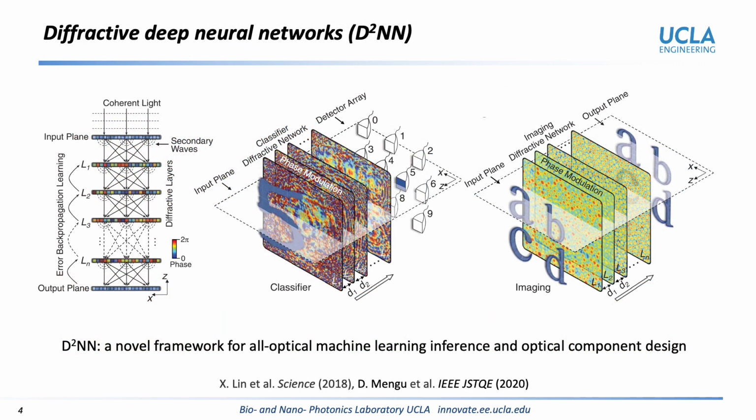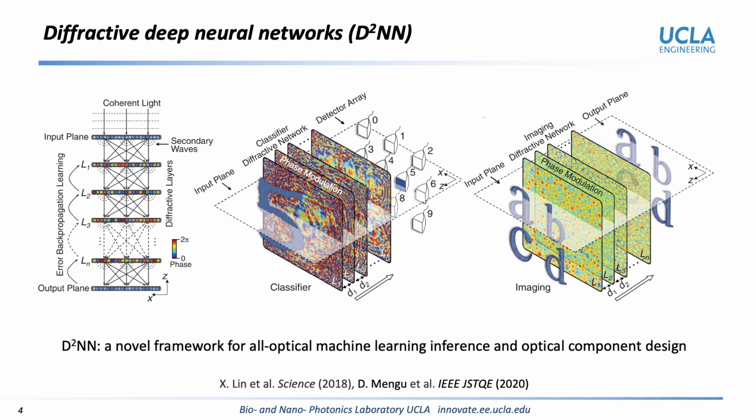Among these reported frameworks, diffractive deep neural networks, or D2NN, is one that can perform optical machine learning inference or optical component design tasks. As shown in this slide, D2NN is composed of successive diffractive layers, which have neurons modulating amplitude or phase of the light field and can be trained using deep learning. The complex wave field coming from the coherent light source propagates through all these passive diffractive layers, so that the intensity at the output plane will be distributed in a desired way.